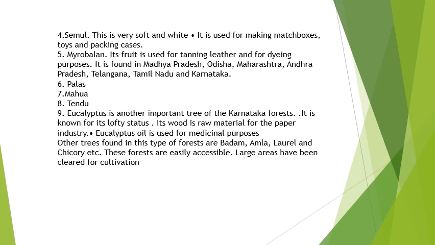You should also know the names of other trees. Sometimes they ask about the important trees which are found in the monsoon forest. So they are Palash, Mahua, Tendu. Eucalyptus is another important tree. It is an important raw material for paper industry. Eucalyptus oil is used for medicinal purposes. So as I already told you, large areas which were previously covered by tropical monsoon forests have been cleared for cultivation.